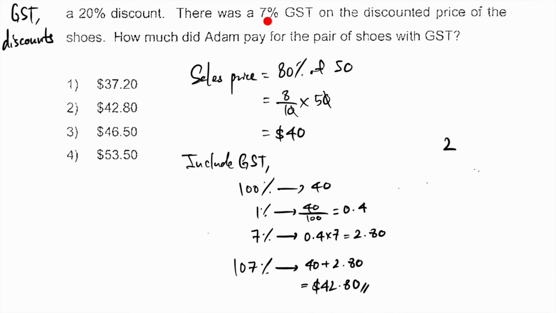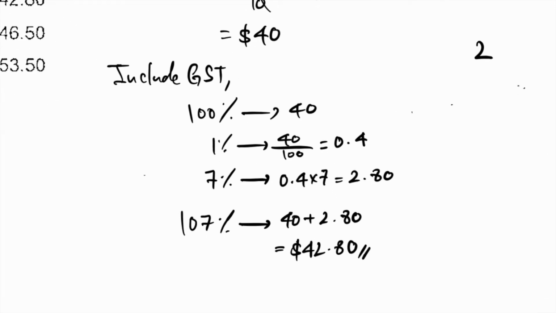Now the 7% GST is applied to this. What is it called? The sale price of $40. So if this is $40, 100%, 1% must be 0.4 divided by 100. 7% must be $2.80. Now we're going to apply this GST in dollar terms, 280, to the sale price. So the 7% now is added to the sale price, which is $42.80.